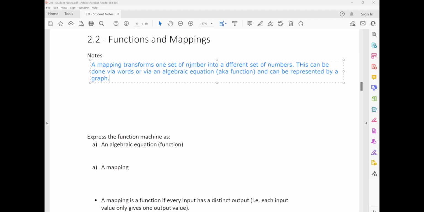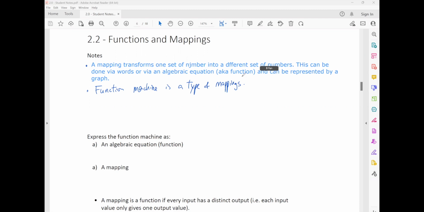So function machine, so that's the first bullet point in here. Second bullet point: a function machine is a type of mapping.